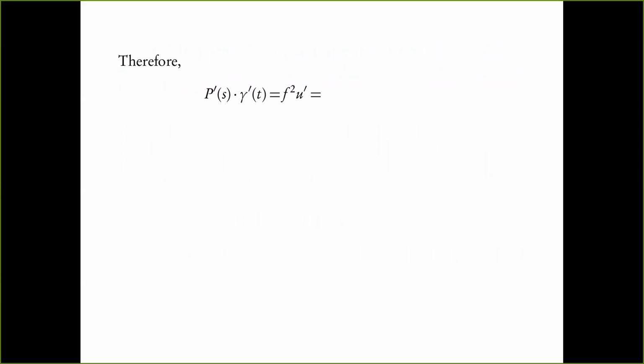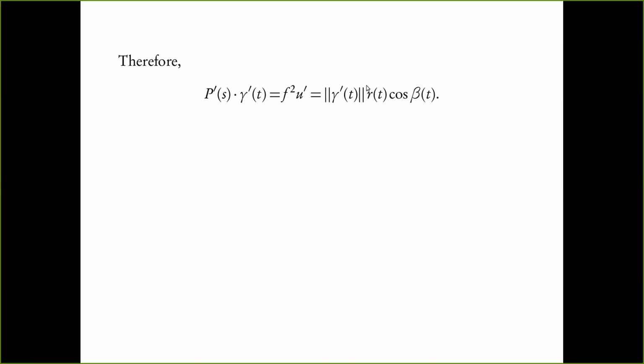Okay, everything cancels. So what is f squared u prime? Well, f squared u prime is what we get by computing, but because of the dot product it also equals the length of p prime times the length of gamma prime, correct? Now, what is the length times the cosine of the angle between them?